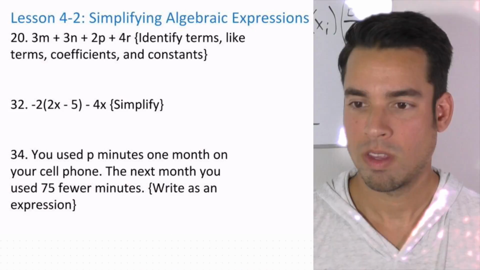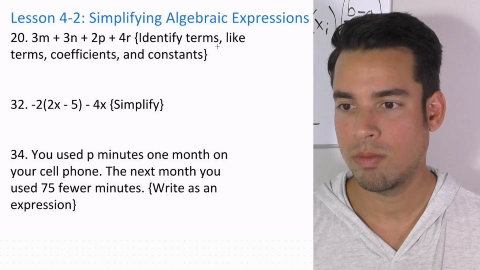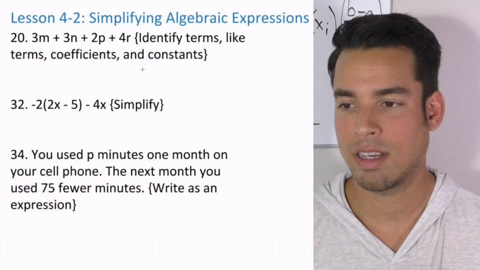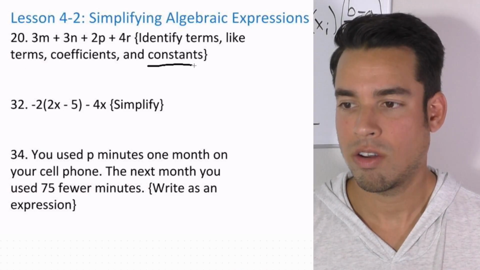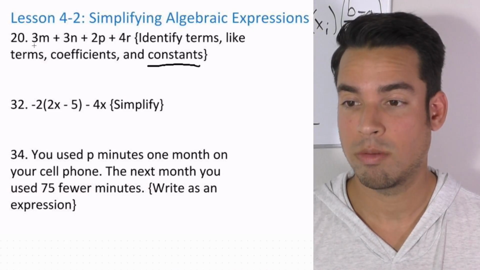Let's do it. So here we have this starting question, number 20. Identify terms, like terms, coefficients, and constants. Constants are numbers just by themselves. We don't have any numbers by themselves. They're all paired with variables.